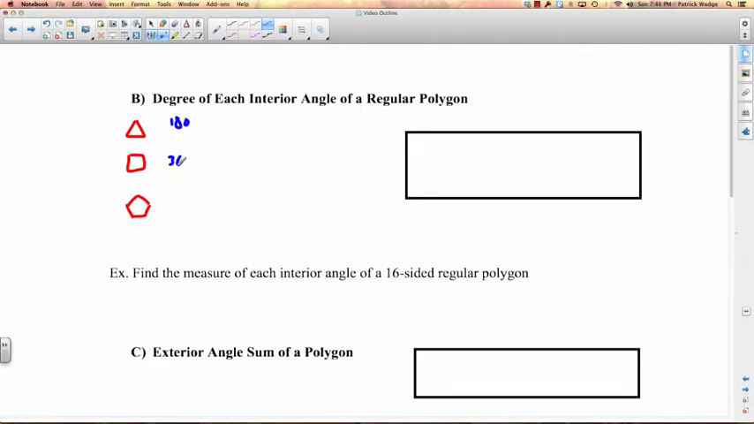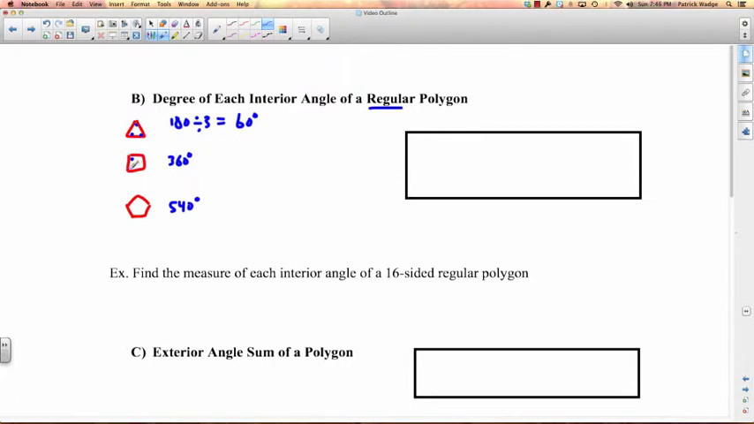We know total this one's 360. We just did that. We know this one's 540. So if we want to know the degree of each one of the angles, how many angles are there in here? 1, 2, 3. And it's a regular polygon, which means they're all the same. So what are you going to do? You're going to go 180 divided by 3, and you get 60. And you should know that, right? In an equilateral triangle, it's 60, 60, 60.